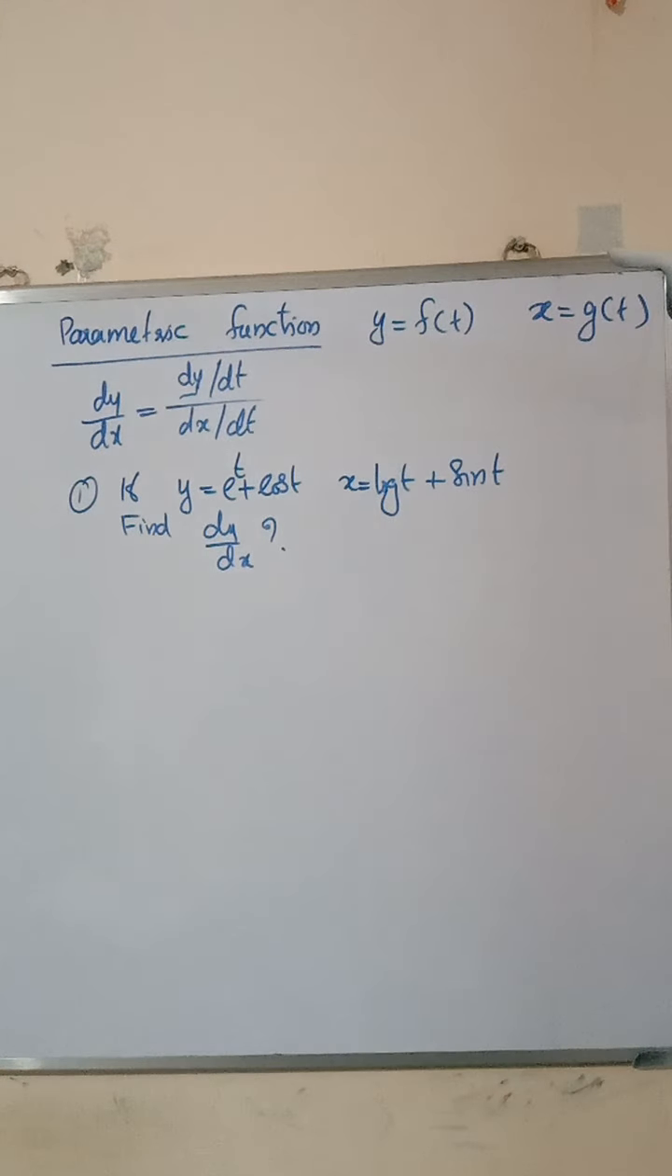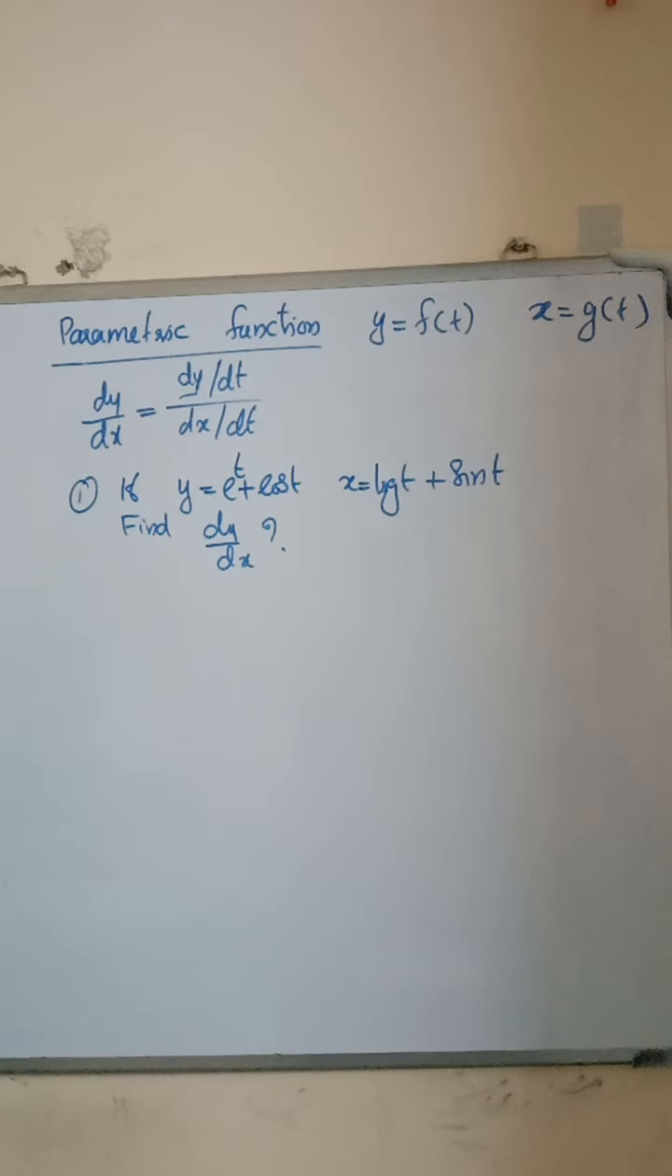Now we discuss the parametric form. That is, a function y is given in its parametric form. That is, y is equal to a function of t and x is equal to a function of t are given. Then what is dy by dx? dy by dx is equal to dy by dt divided by dx by dt.